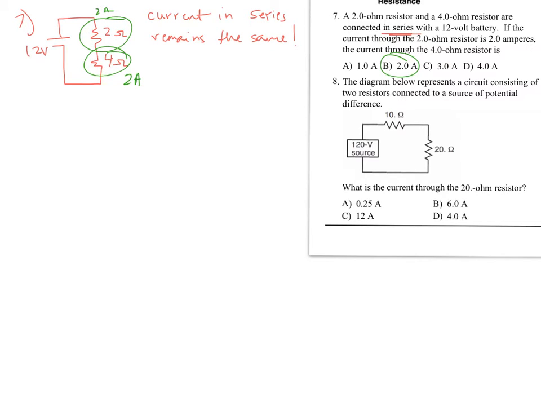Number 8. The diagram below represents a circuit consisting of two resistors connected to a source of potential difference. Hint, hint, we have here a series circuit, and it's looking for the current through the 20 ohm resistor. How are we going to figure this out?